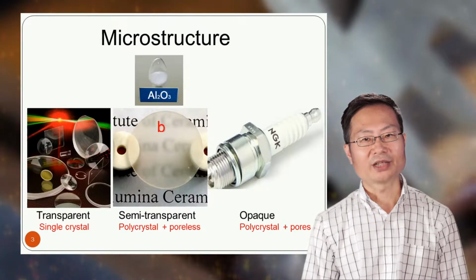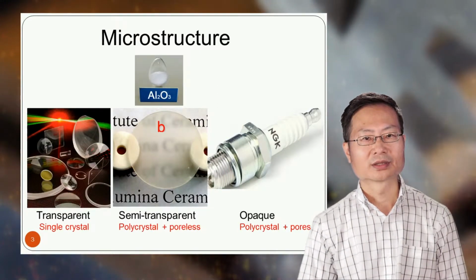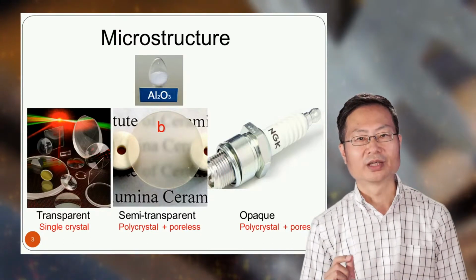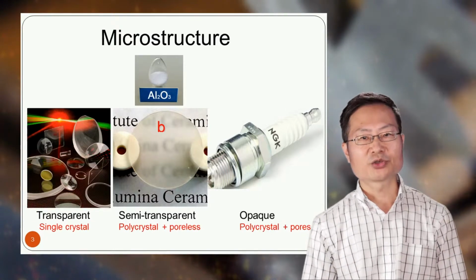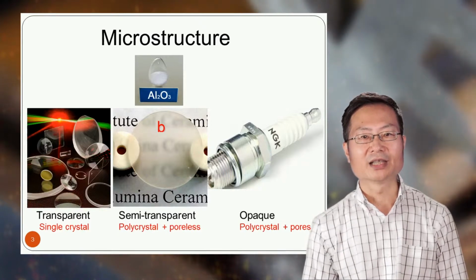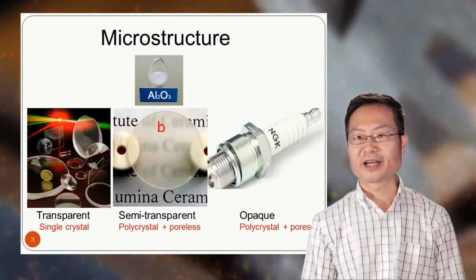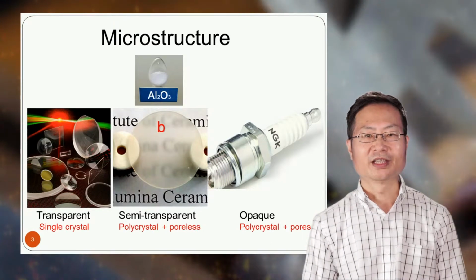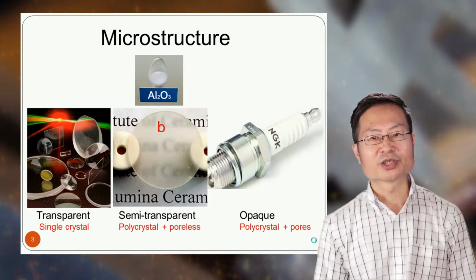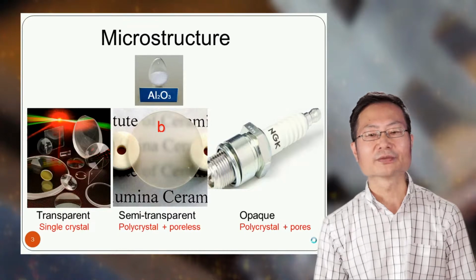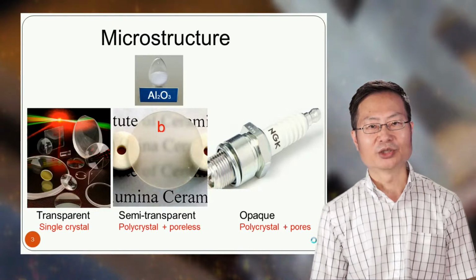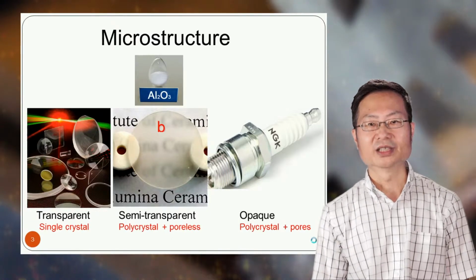Here, I would like to give you another example. Alumina contains the elements aluminum and oxygen. The material can be transparent, semi-transparent, or opaque by different processing. The transparent alumina is sapphire crystal. You can find it in your Apple Watch. It's very hard and used for scratch resistance. The semi-transparent alumina can pass through parts of the light. The opaque alumina, as you can see in the slide, is used in a spark plug insulator, in white color.